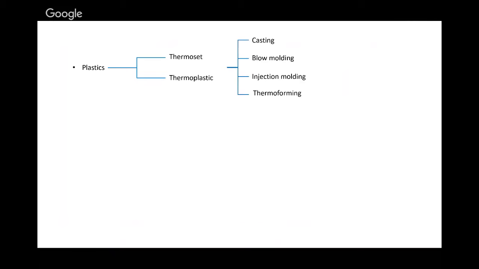Let me talk a little bit now about the plastics. We're going to talk about really two categories: thermoset and thermoplastic. All of these types of methods, casting, blow molding, injection molding, thermoforming, can be used for these plastics or polymers. Thermoplastics are probably the more common, but these can be done to a certain extent with thermoset as well. The primary difference between thermoset and thermoplastic polymers is that thermoplastic polymers can be remelted. Think about a hot glue gun.